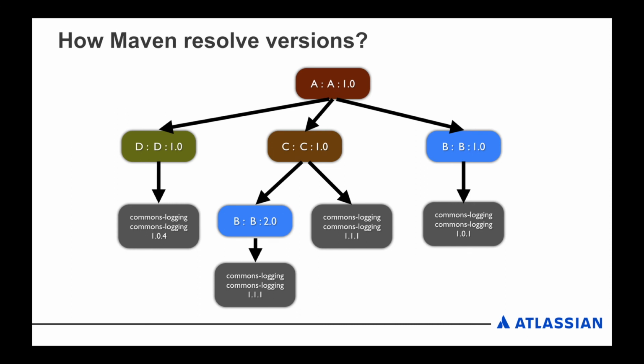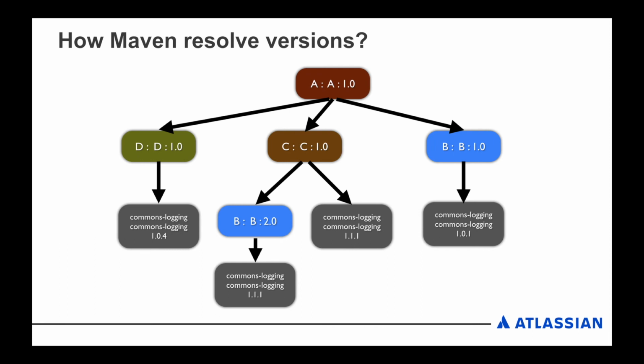So for this dependency graph, the question would be how Maven resolves versions. So we have a project with group ID A, artifact ID A, and version 1.0, and it has three dependencies for project D, project C, and project B. And project C has a dependency as well for project B with version 2.0. And the question here is, which B will Maven resolve? The first version, the 1.0 version, or the second one, the 2.0 version?